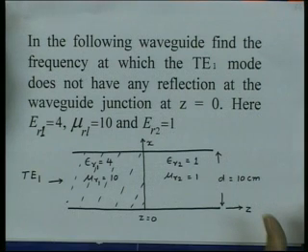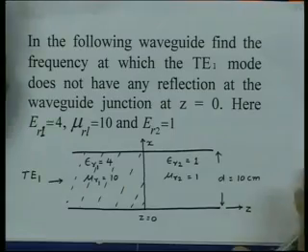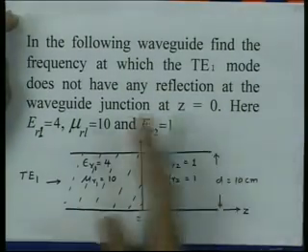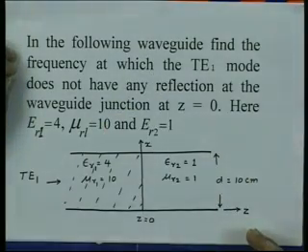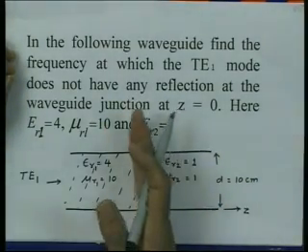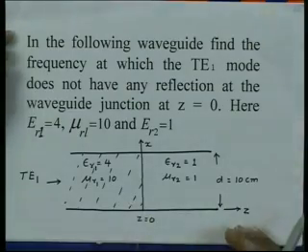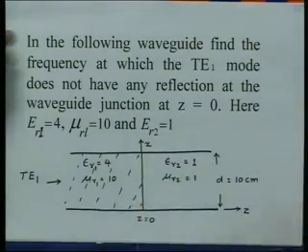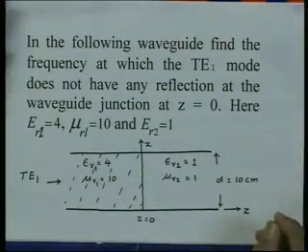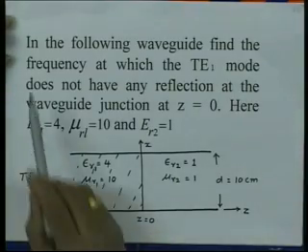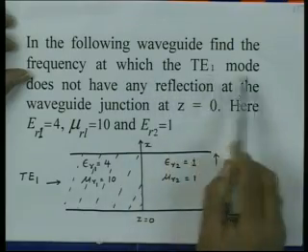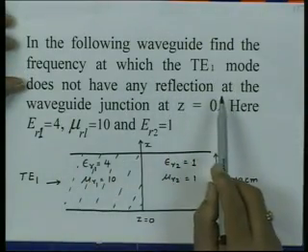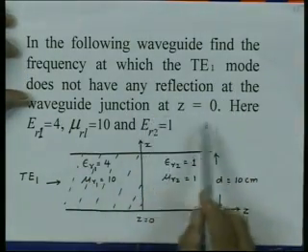Let us consider another problem, which is again a problem on parallel plane waveguide, but this waveguide now is divided into two parts. So, essentially we have parallel planes, and half the waveguide is filled with one dielectric material and half the waveguide is left empty. The problem here is as follows: in the following waveguide, find the frequency at which the TE1 mode does not have any reflection at the waveguide junction at z equal to 0.